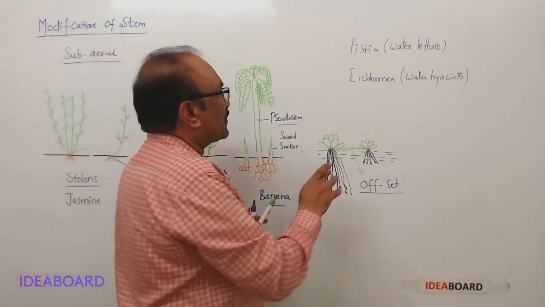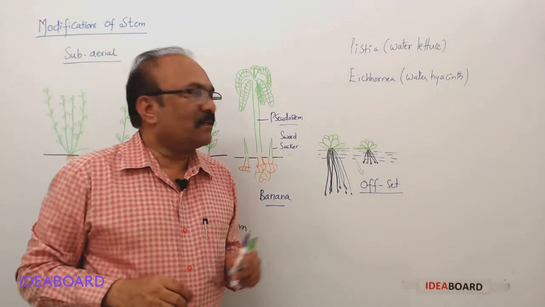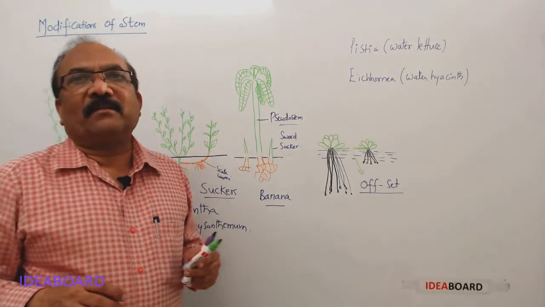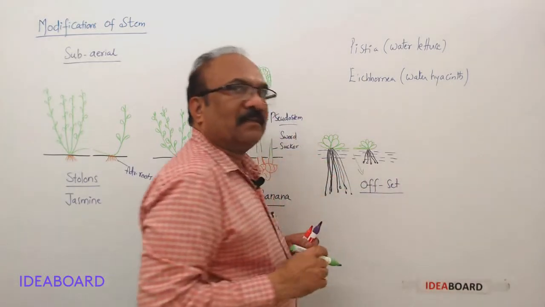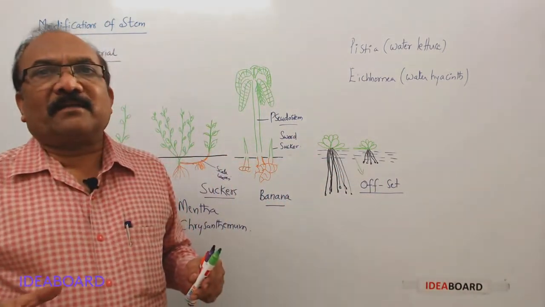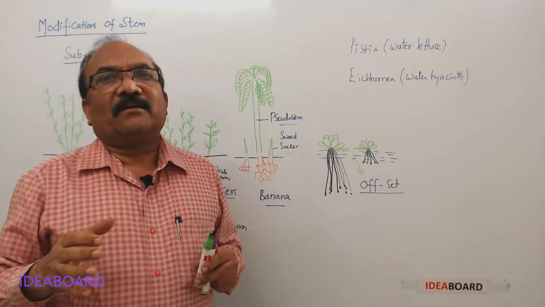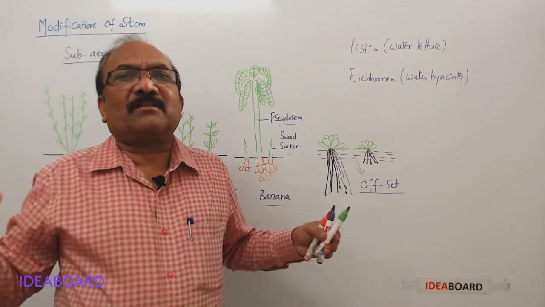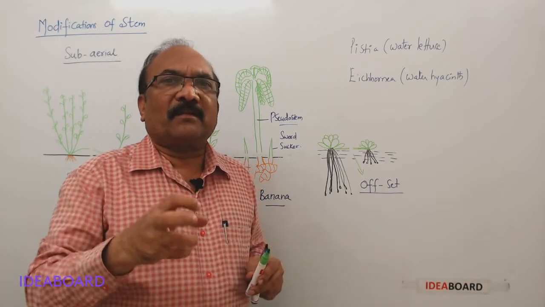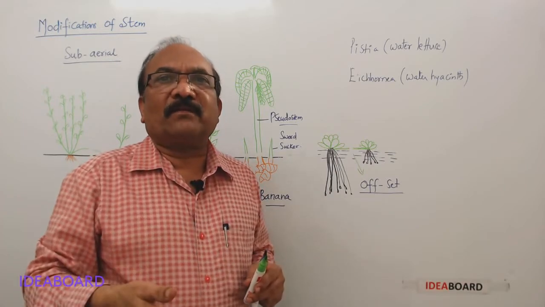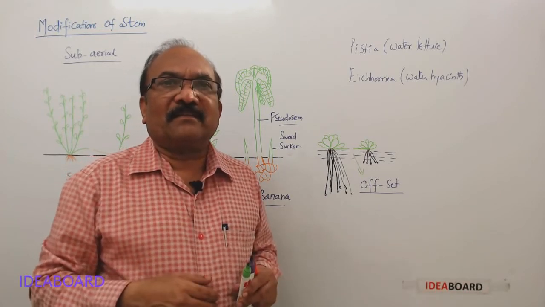And suppose imagine that something has happened and this offset has been cut off, then what will happen to this one? That will become independent. So again it will produce another offset. Like that, the plant will propagate very easily by producing all these offsets. That's why the water hyacinth can spread very fast on the surface of waters. That's why it is called the terror of Bengal, and it will absorb all the oxygen from the water, as a result of which the aquatic animals like fishes will die.